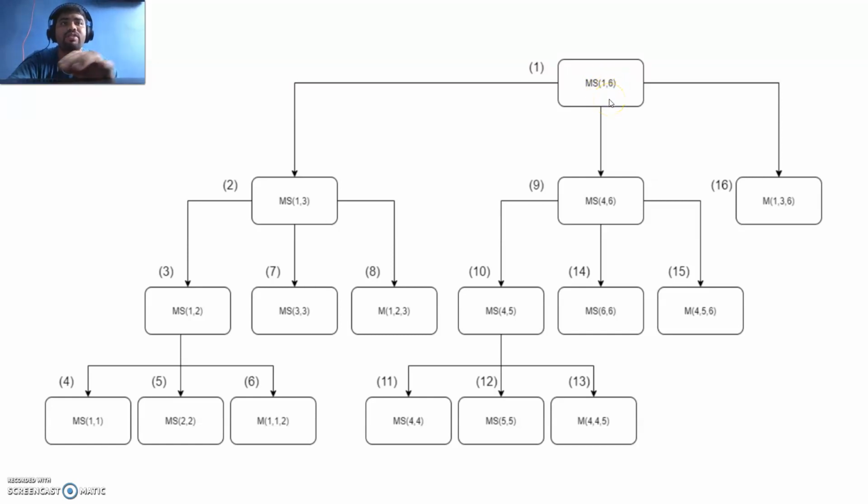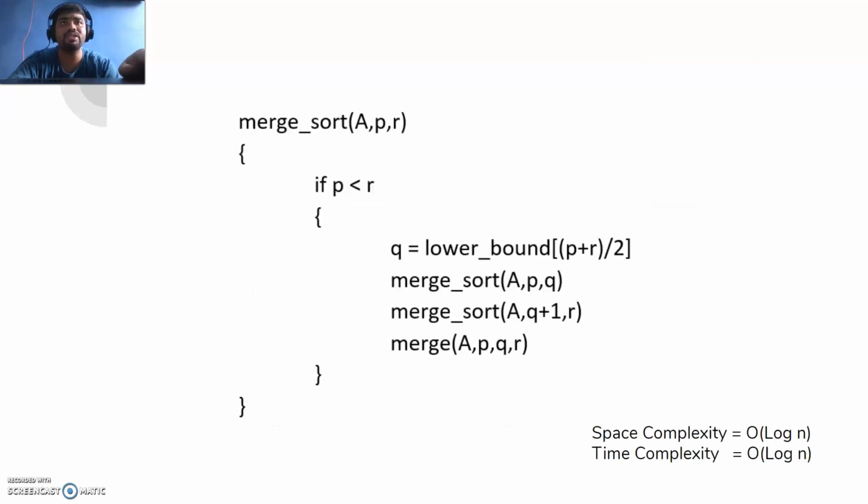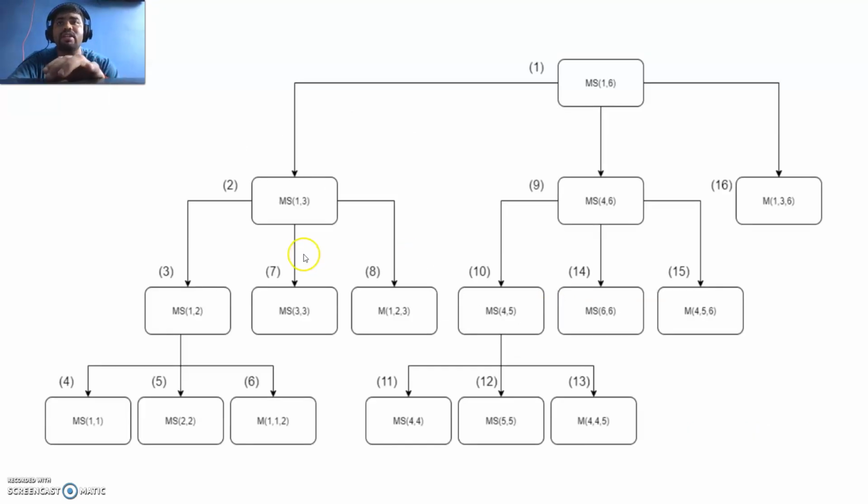Now we have to find Q. What will be Q for 1, comma 6? It will be 1 plus 6 divided by 2, which is 3.5, but we take the lower bound of it. So Q is 3. As Q is 3, we call the first merge sort function with P comma Q, where P is 1 and Q is 3. So you can see merge sort 1 comma 3 is called.